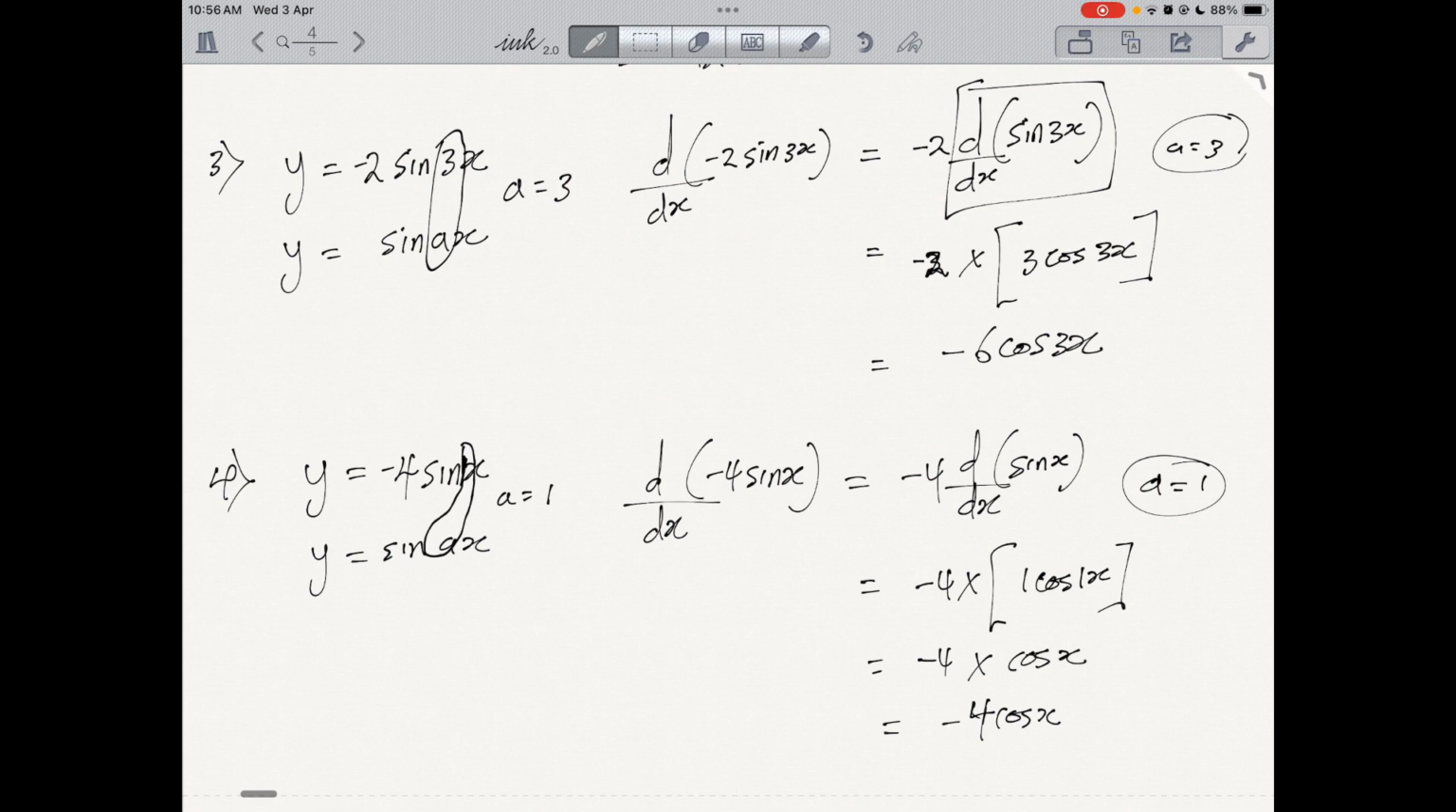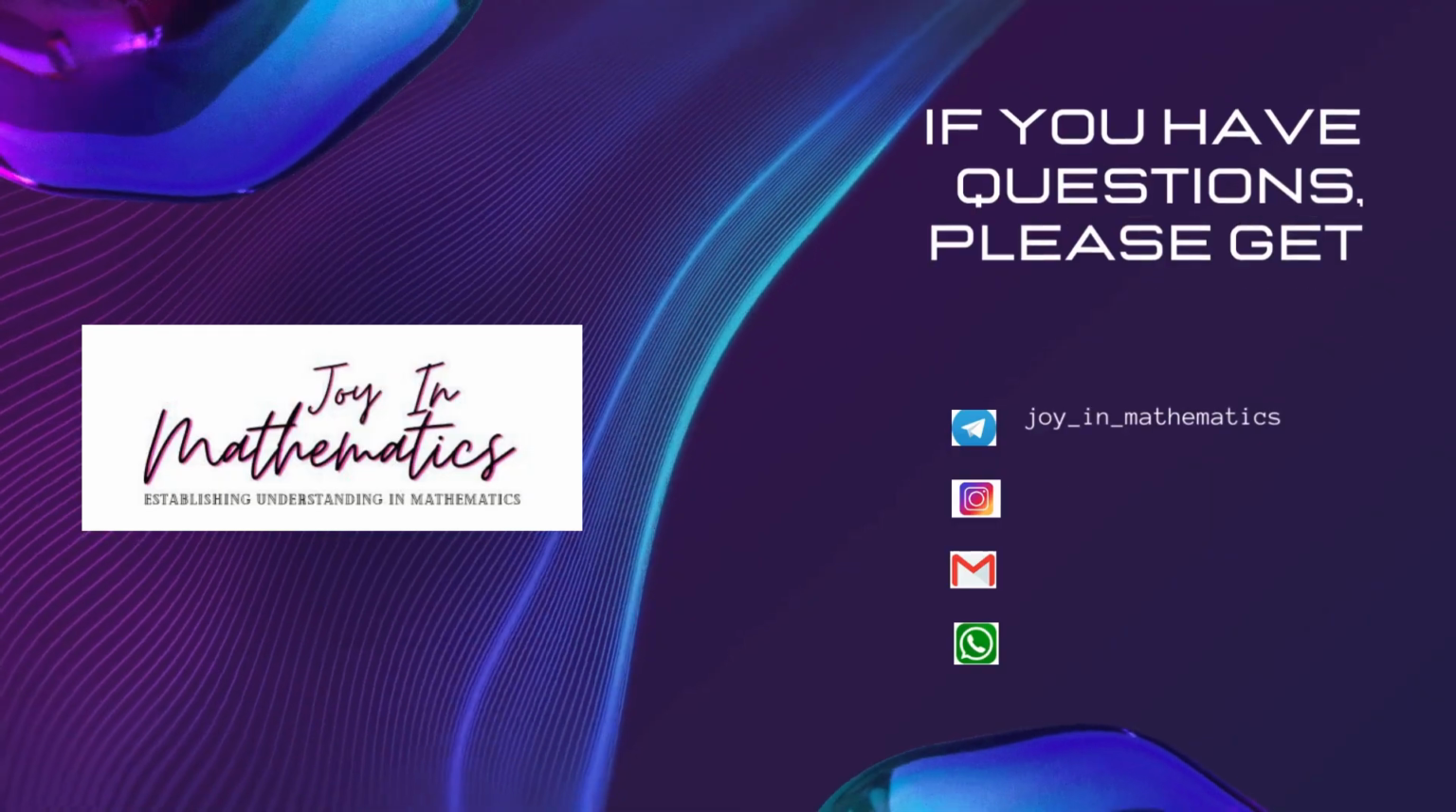Now in our next video we'll be considering how to differentiate the cosine function of the format y is equals to cos ax.